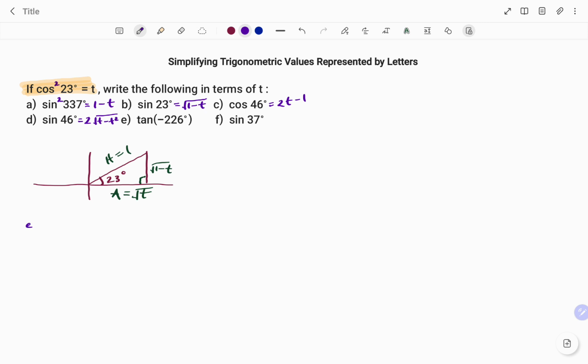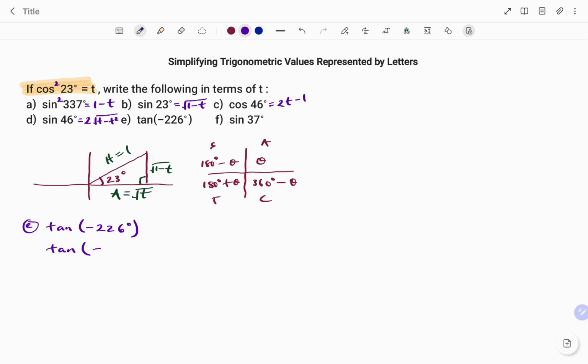The E part says we should write in terms of t tan of negative 226 degrees. Using my CAST diagram, note that I have theta, or 360 plus theta. I have in the second quadrant 180 degrees minus theta, third quadrant 180 degrees plus theta, and 360 degrees minus theta. That's my CAST diagram. Because it's a negative angle, I want to make it positive. Negative 226 will be in the second quadrant. But to confirm that, I have negative 226.